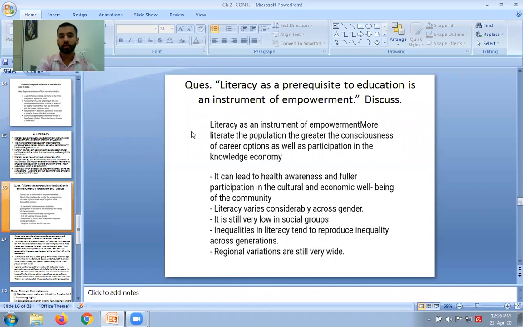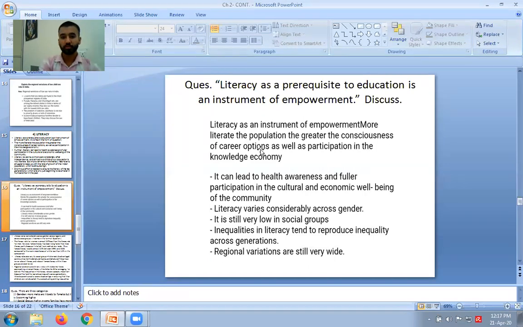So look at my cursor, literacy as an instrument of empowerment. We all know that it is an instrument of empowerment. You can also add that literacy or education leads to the overall development of an individual. An individual starts understanding his abilities, his potentials, and always grows to the fullest extent to which a particular person can grow.